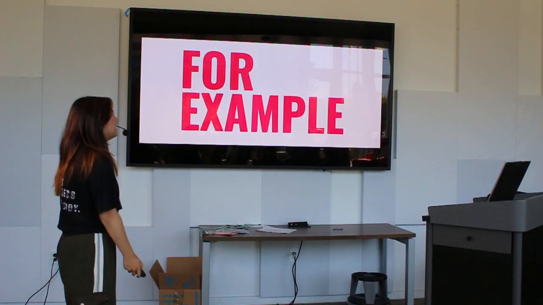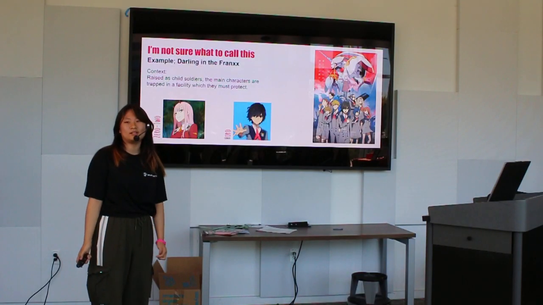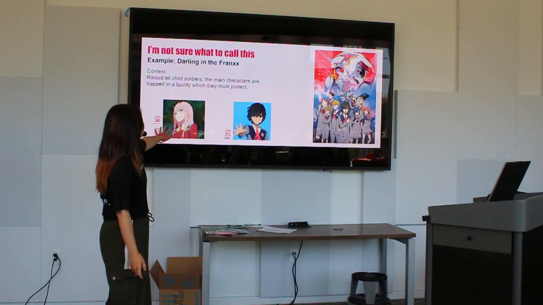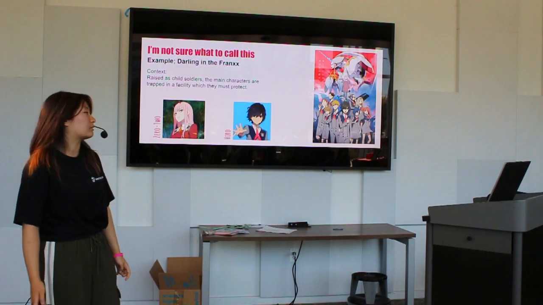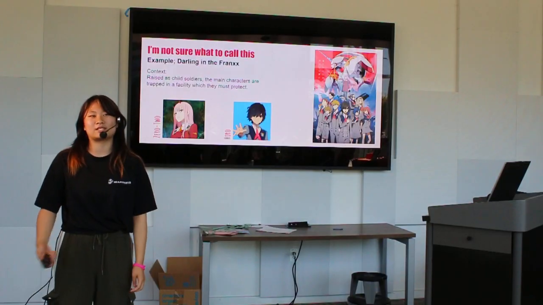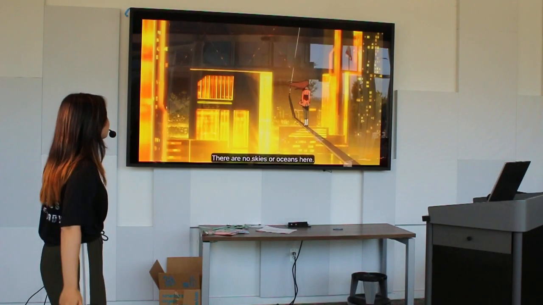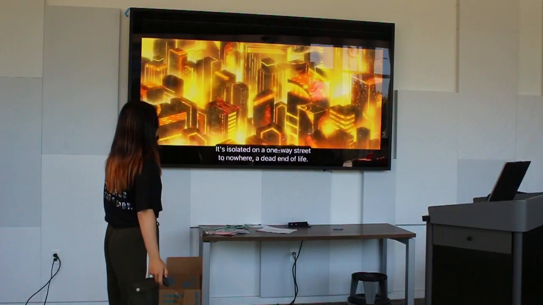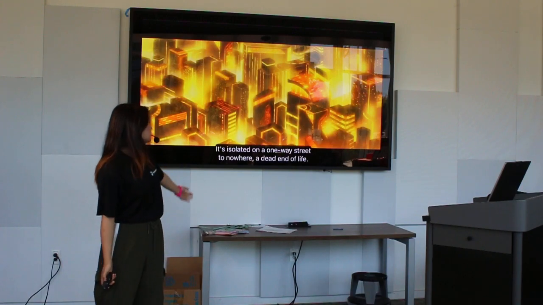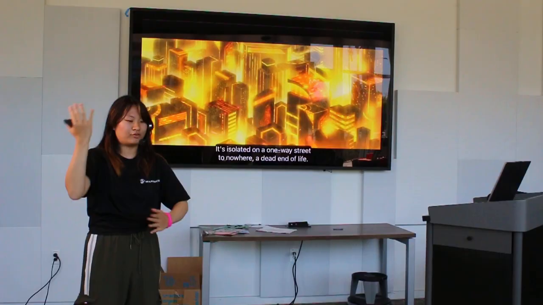For example, we're going to use one of my favorite animes, Darling in the Franxx. And for context, all you need to know are these two characters, Hiro and Zero Two. And both of them are child soldiers raised in a facility which they're trapped in and must protect. In the scene, as they're talking, Zero Two speaks about how there are no skies or oceans where they live. And as you can see when she says it's isolated on a one-way street to nowhere, a dead end of life, the aspect ratios come in before they work.